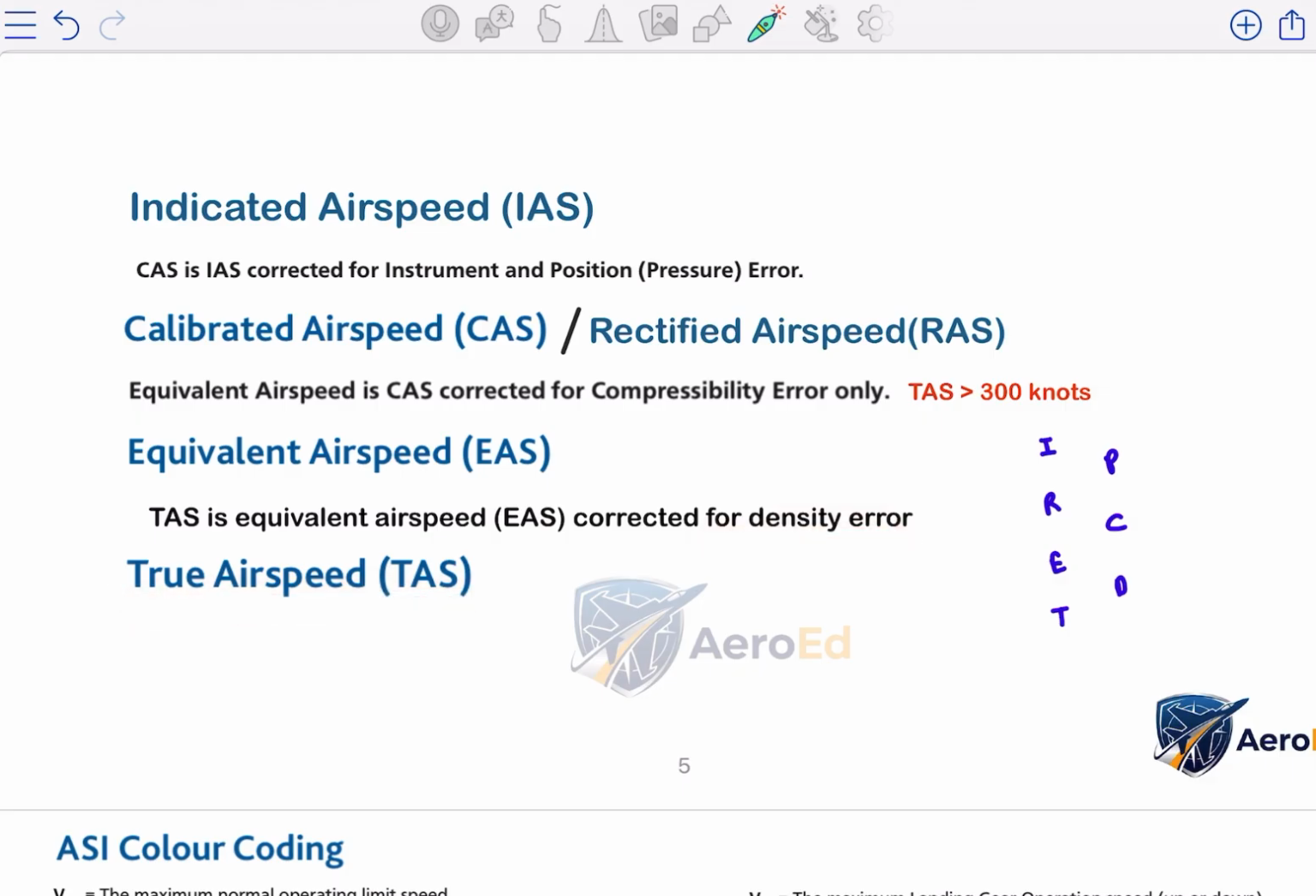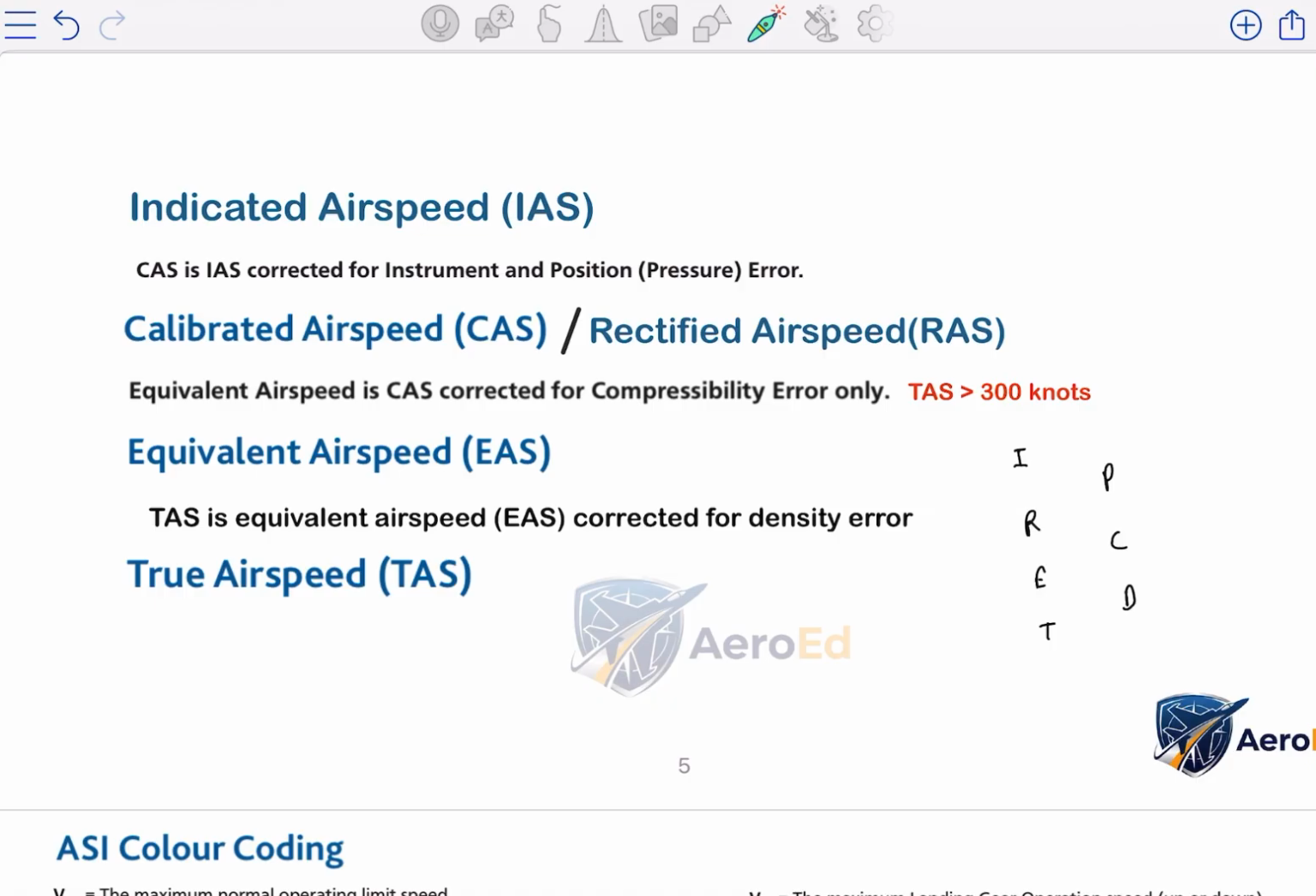So I have a trick to learn this, which is DCP. Let me write this. T for true airspeed, E for equivalent airspeed, R for rectified airspeed, I for indicated airspeed, D for density error, C for compressibility error, and P is for position or instrument error. So by this you can easily answer when there is a question.